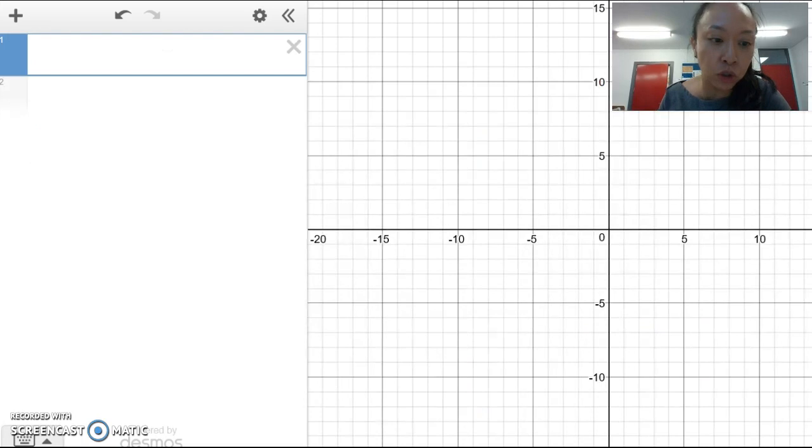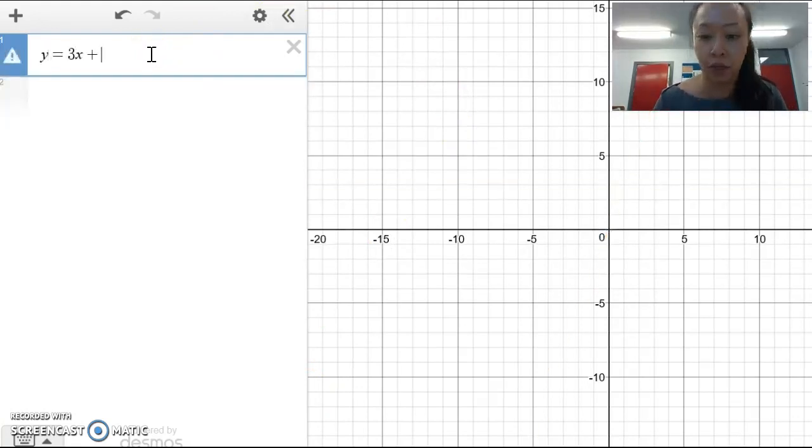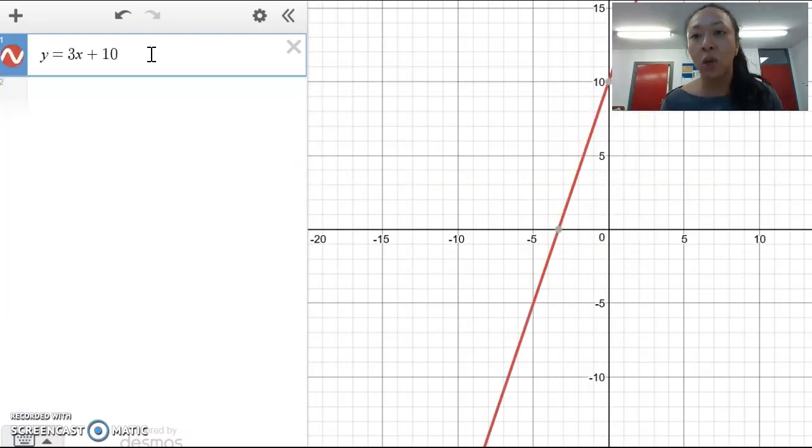So if we go to Desmos, this is what we learned just now. Let's try inputting y equals 3x plus 10. Okay, we can see that we have a puff puff positive. The slope is actually going up.